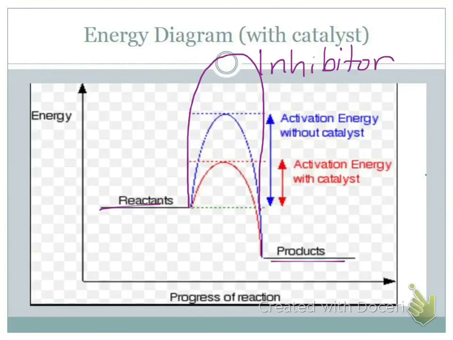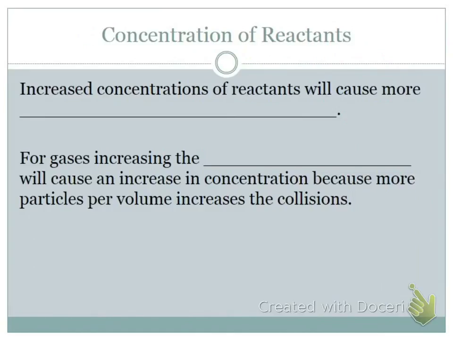And of course, we already talked about the examples of an inhibitor, that's in your notes as well. So concentration of reactants makes total common sense: if I increase the concentration of my reactants, there will be more collisions. When there are more collisions, you have a better chance of them being properly oriented and a better chance of them having enough energy to overcome the activation energy. So increasing the concentration helps.